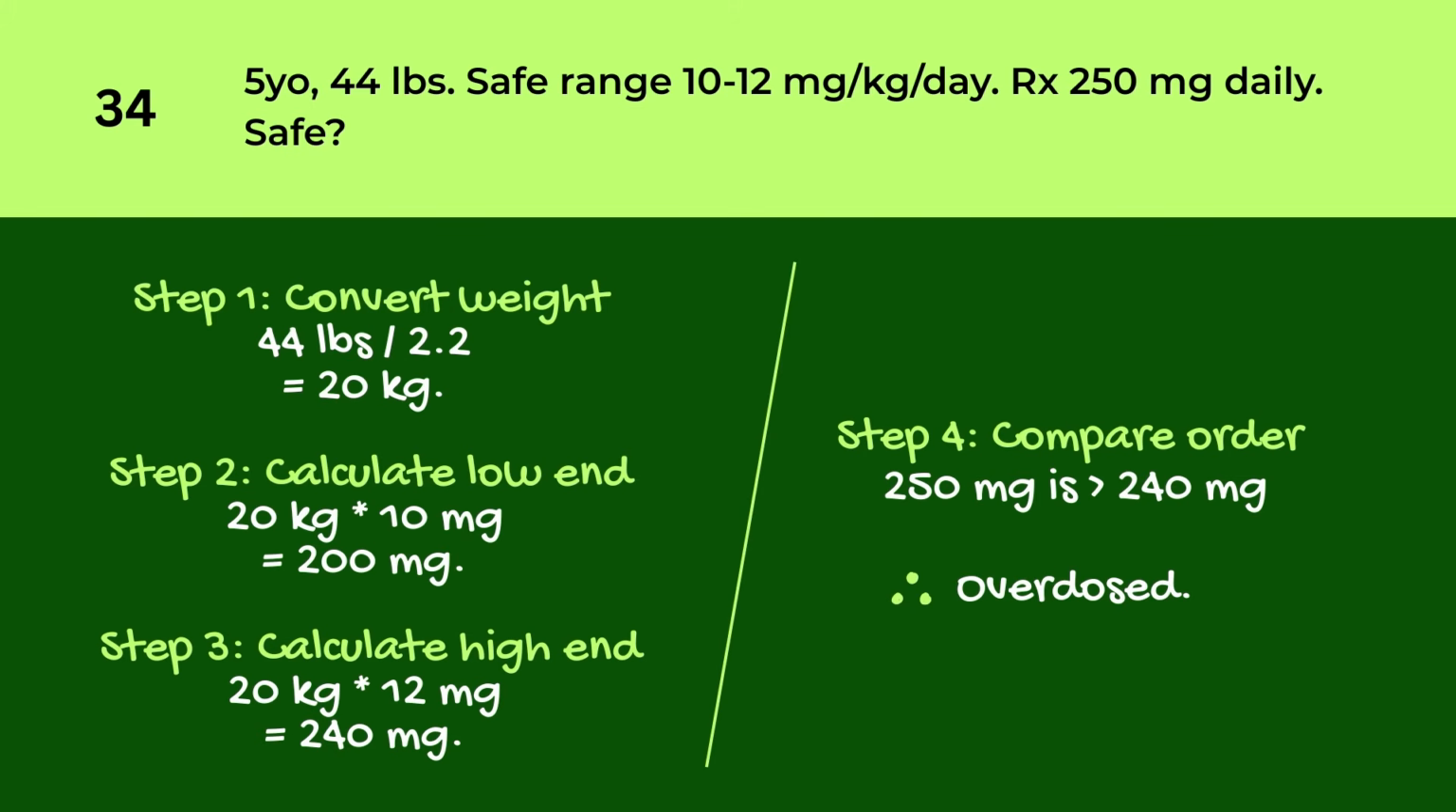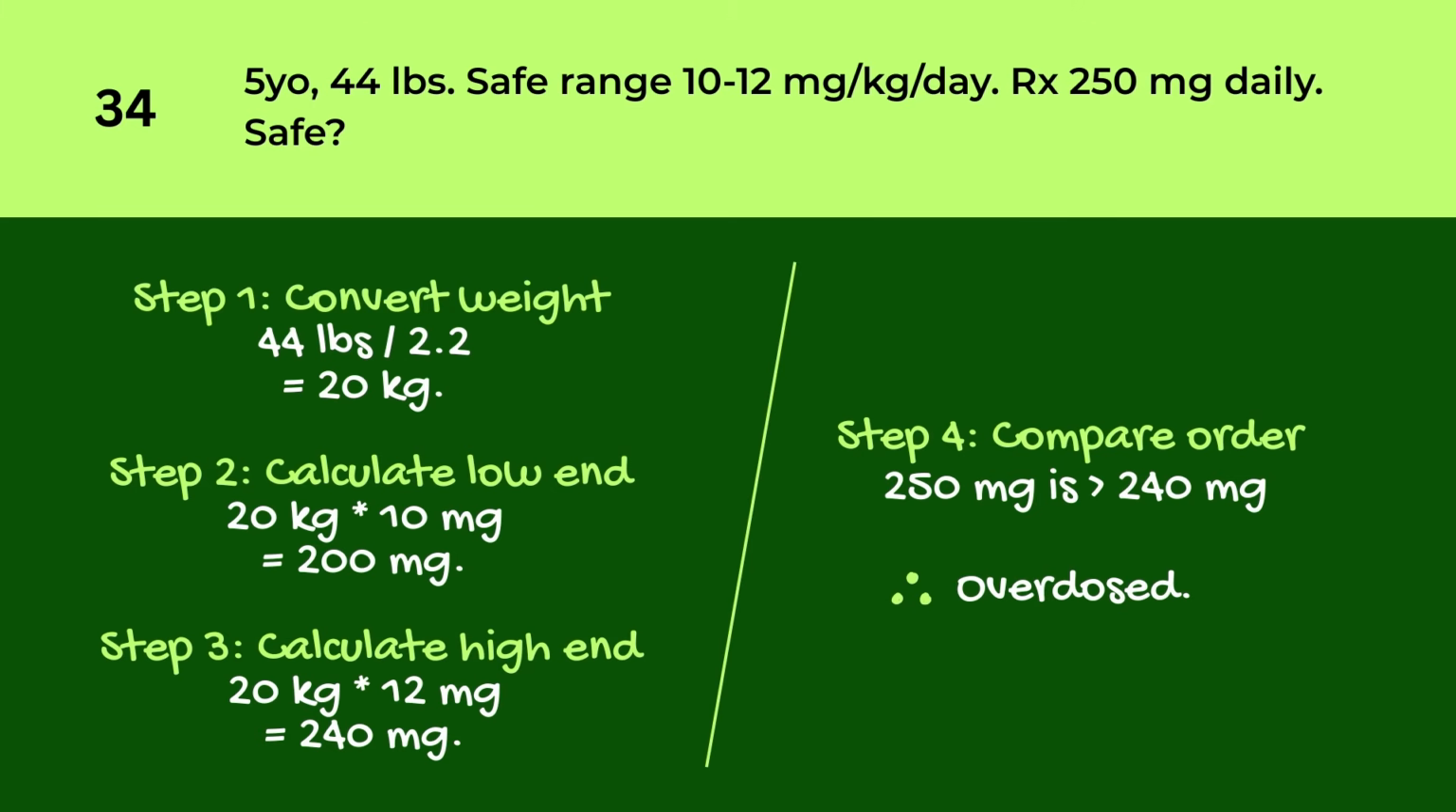First, we must convert the child's weight into kilograms. 44 pounds divided by 2.2 gives us 20 kilograms. Step 2 is calculating the low end of the safety range. 20 kilograms times 10 milligrams equals 200 milligrams per day. Step 3 is calculating the high end. 20 kilograms times 12 milligrams equals 240 milligrams per day.